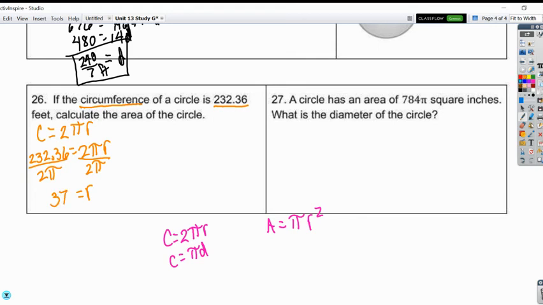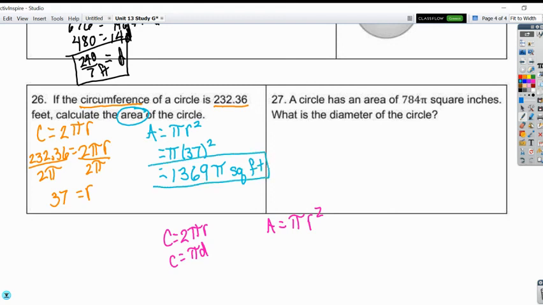Use this now. The second part of the problem says calculate the area. So if area is pi r squared, then my area would be pi times 37 squared. And so if you're going for an exact answer, that's 1,369 pi square units, square feet in this case. If you were going for that in decimal format, because these directions didn't specify, you might have gone with 4,298.66, again, still in square feet.